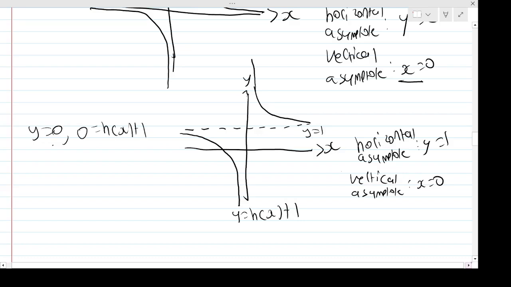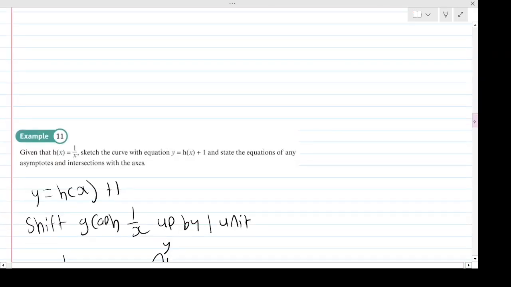But again, I remember h of x is 1 over x, plus 1 equals 0. Then 1 over x is minus 1. That means if I times across, x is going to be minus 1. Actually, technically, if you times across, minus x would be 1, but then x would be minus 1 if you flip the sign. So anyway, this point is at minus 1. And that's the only intersection of the axis, right?